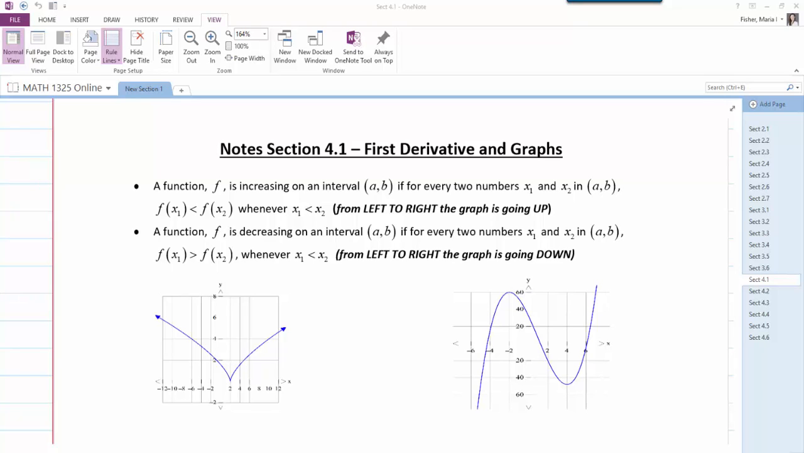Section 4.1 deals with first derivative and graphs. So what we're going to learn today is what the first derivative tells us about the graph of a function. Before we start with that, let's just recall what it means to be increasing and decreasing.